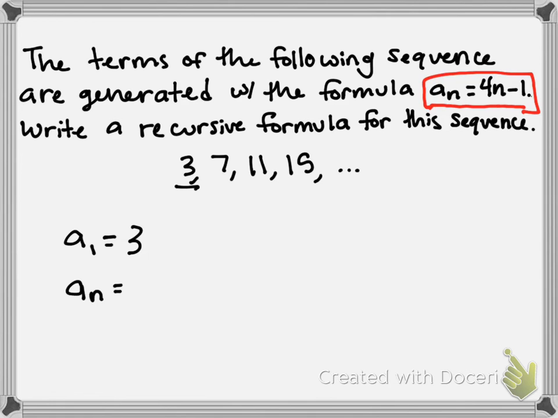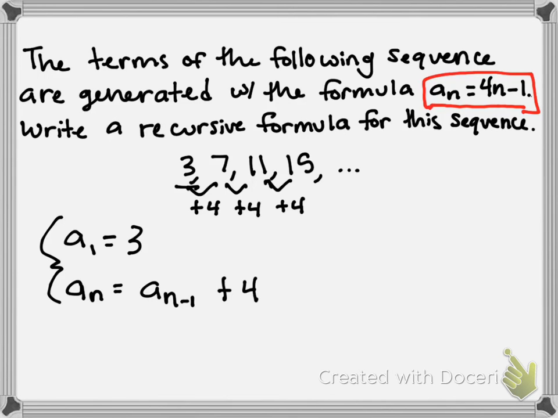And the value of the nth term, how do I get from 3 to 7? I add 4. How do I get from 7 to 11? I add 4. How do I get from 11 to 15? I add 4. So I'm going to take the value of the previous term, and I'm going to add 4. Here is my recursive formula.